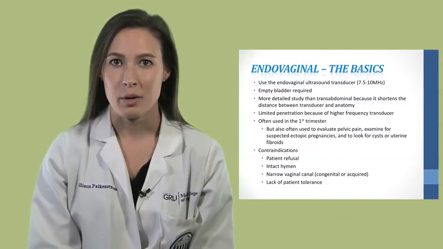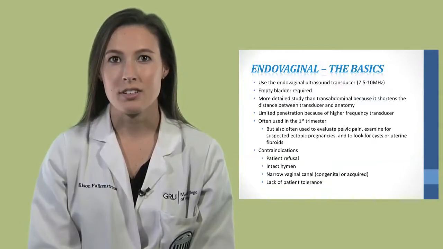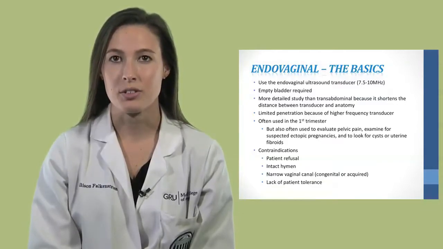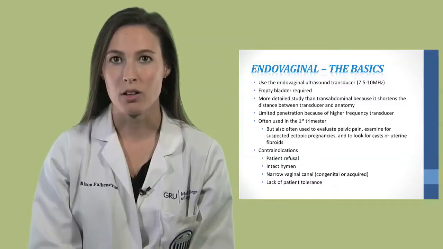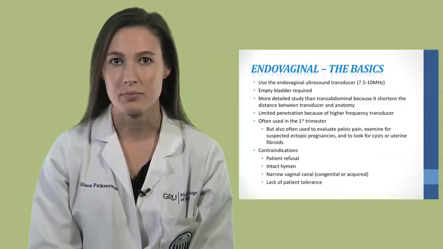Before beginning the exam, you must first prepare the transducer. You want to be careful to not have air bubbles in front of the transducer face, so you need to put a small amount of gel inside the transducer sheath and then pull the sheath over the transducer face all the way down to the handle. The patient should be in the supine lithotomy position with their feet in the stirrups.